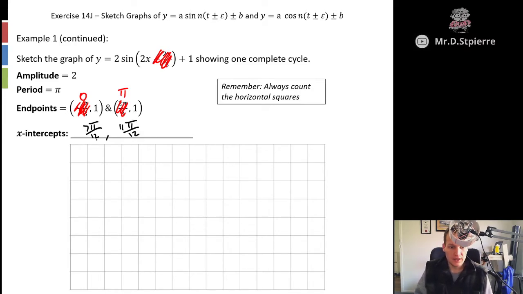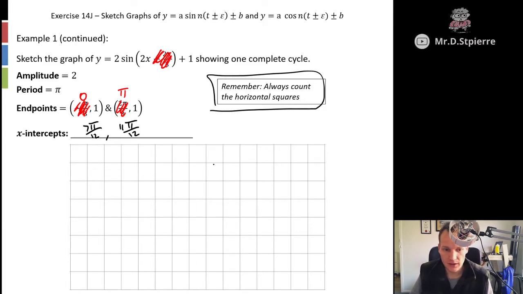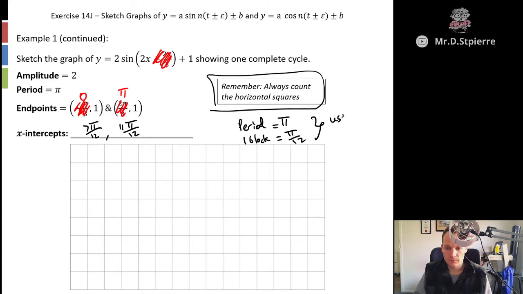Okay. Now the fact that we're dealing in twelfths would make sense to graph this because we're dealing in one cycle. As it says here, always count horizontal squares. I'm going to try and use 12 squares for one period, because if my period is equal to pi, then one block can equal pi on 12. I use 12 blocks. Okay, so let's do that.